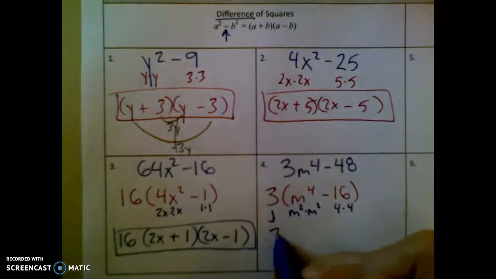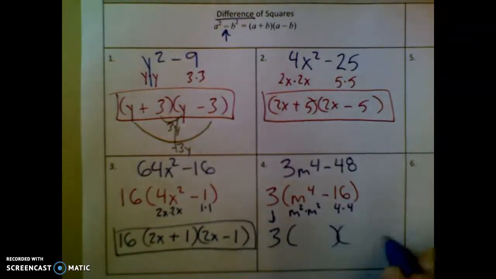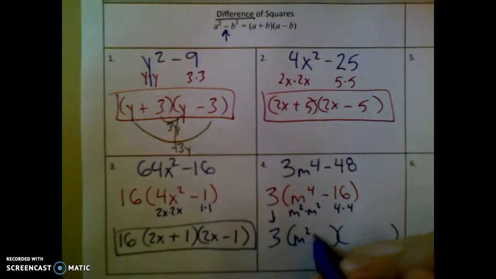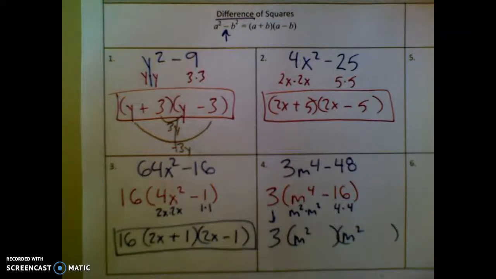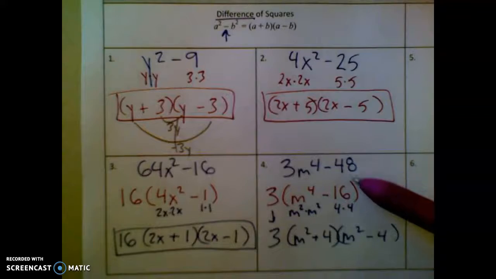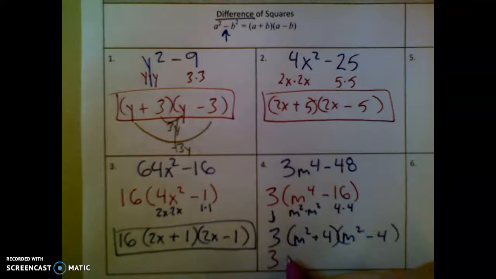So bring down your GCF, do your two binomials. How do I get m to the 4th? Well, that's m squared times m squared. How do I get 16? That's 4 times 4. Make one plus, make one minus. Normally, you'd stop here, but, and they do this on the EOC sometimes, check for difference of squares again. I see a difference, I see some squares, I can actually go one step further. Kind of run out of space, but I'll squeeze it in here.